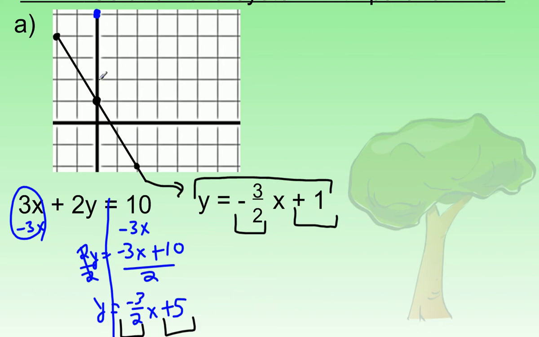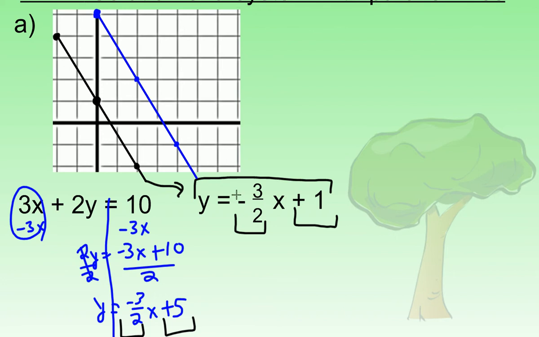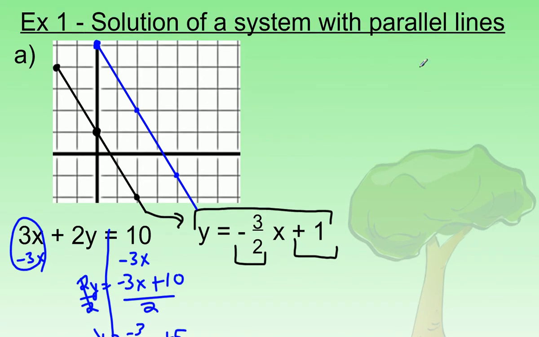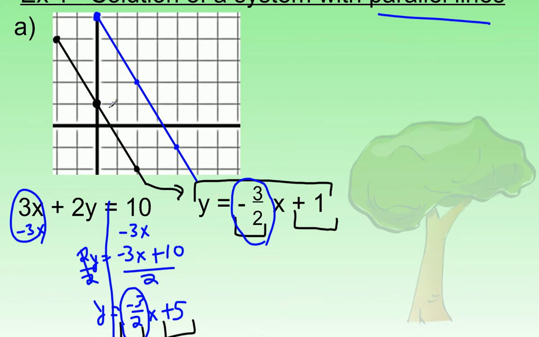So I'm going to go down 3 over 2. Down 3 over 2. And blue line this time. And look at that. Those two lines are parallel, as we predicted, because it says parallel lines here, and they had the same slope, which is what the vocabulary was hinting at. So all the clues are telling us that these lines are parallel. And yes, there they are. They do not intersect.